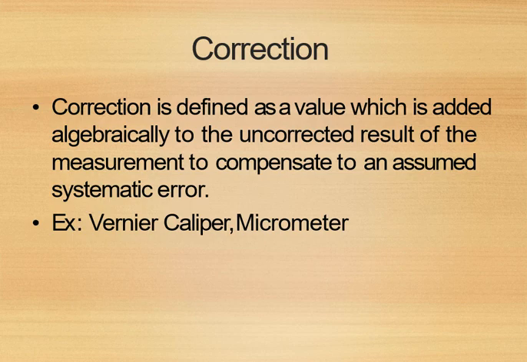One or two more points that I want to mention here, which are not in the syllabus but you must know about. One is correction. Correction is defined as the value which is added algebraically to the uncorrected result of the measurement to compensate for the assumed systematic error. Sometimes you know that your system is giving an error, so after the measurement procedure you can add or subtract that error from the final reading, so that you can get the actual or standard value. This is called correction.